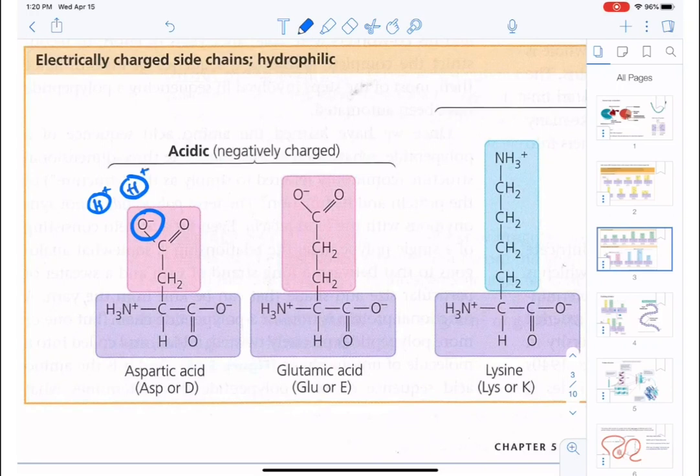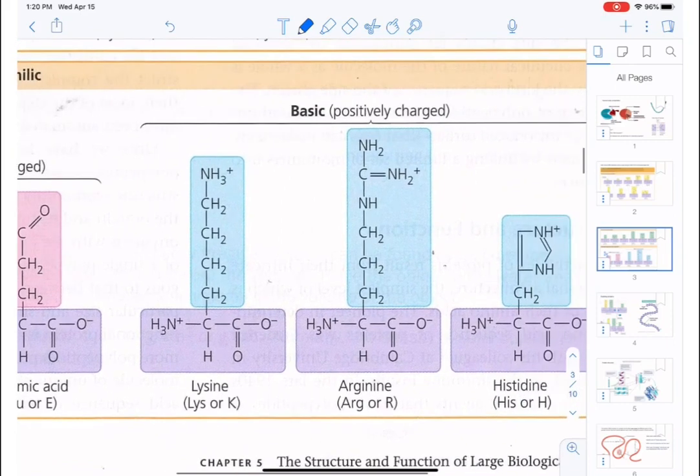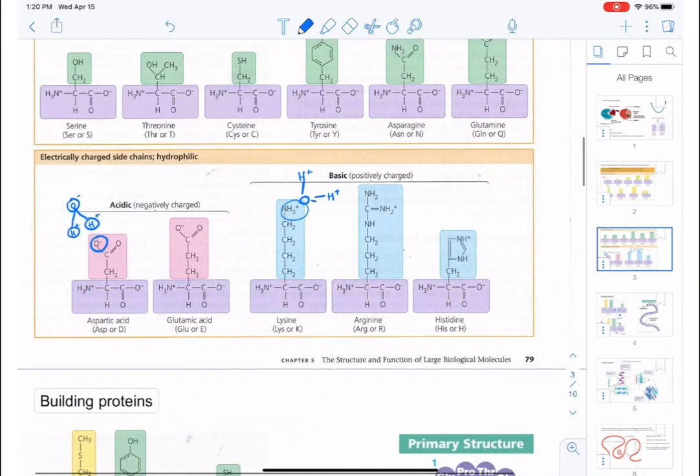The positively charged hydrogen is going to be attracted to that. And then what about over here with the ammonium ion? The negative oxygen is going to be attracted to that positive charge there. And so water is able to surround these side chains and dissolve these side chains, these amino acids in water. So that makes them hydrophilic.